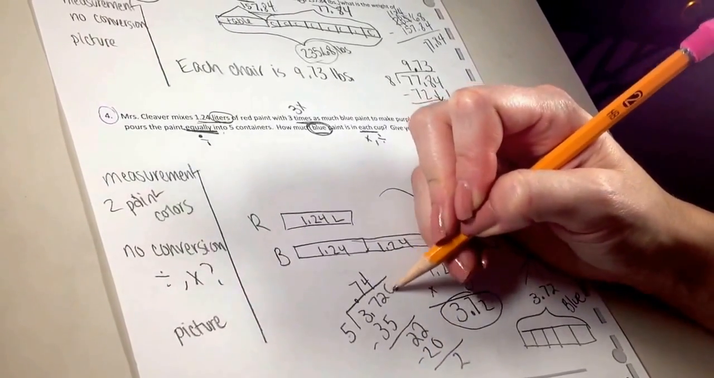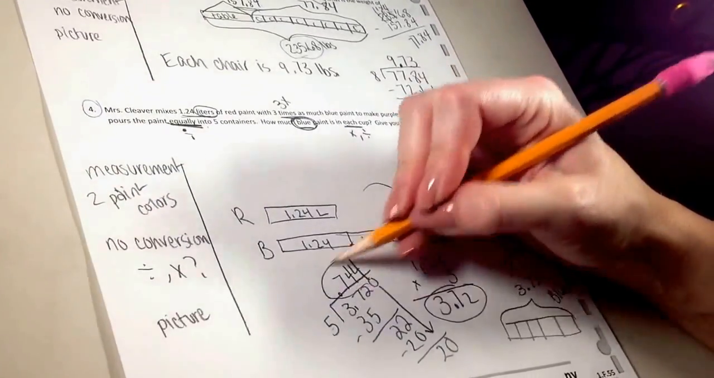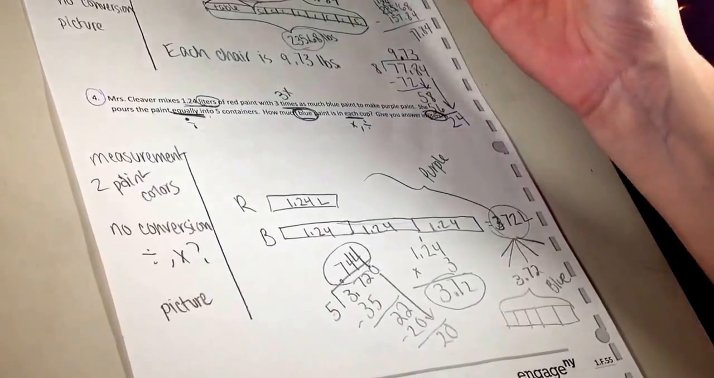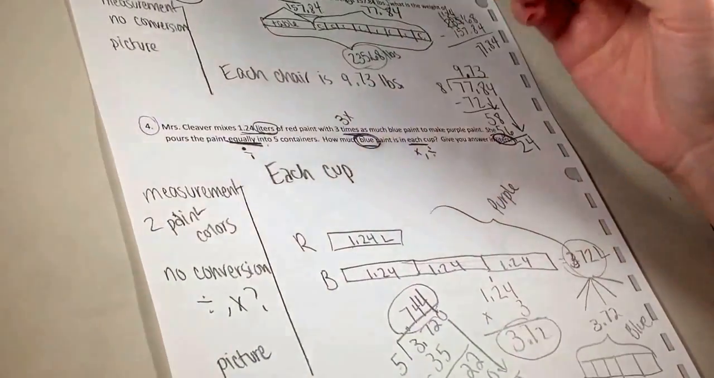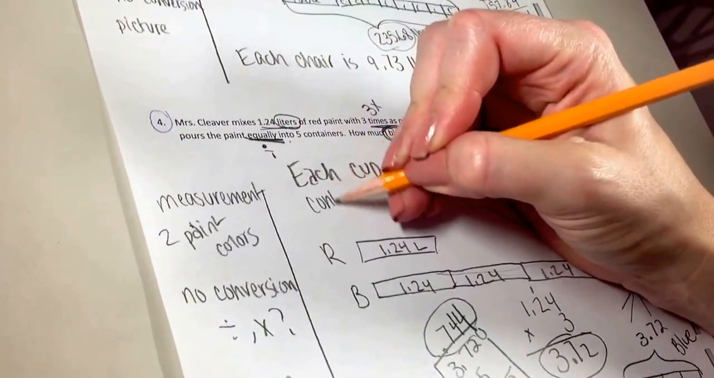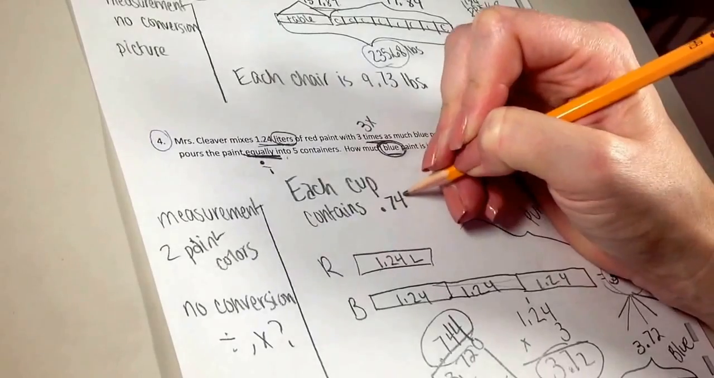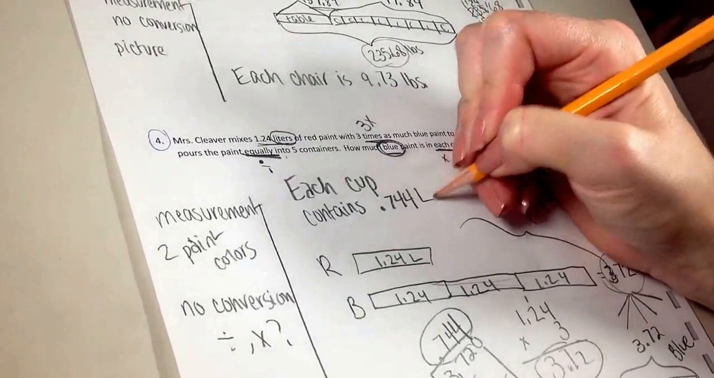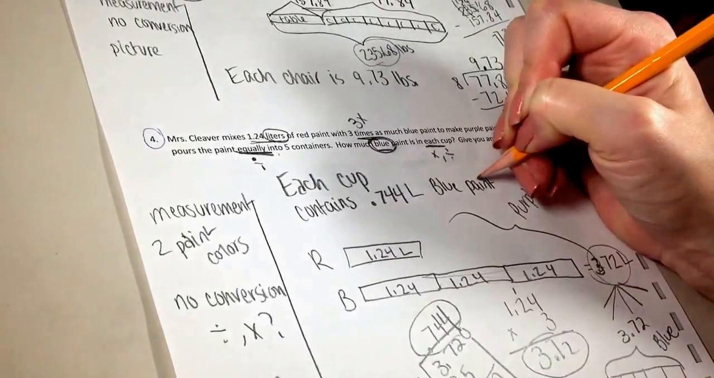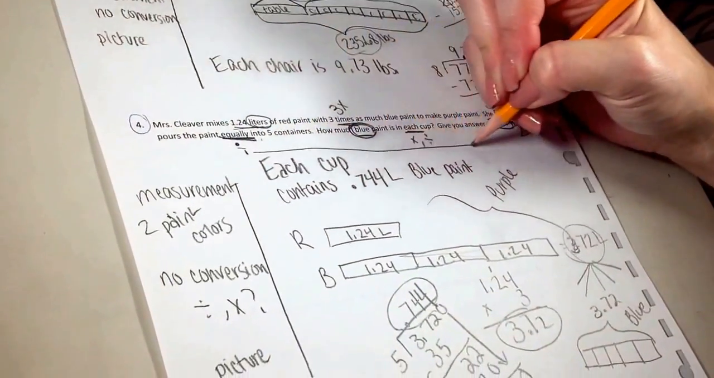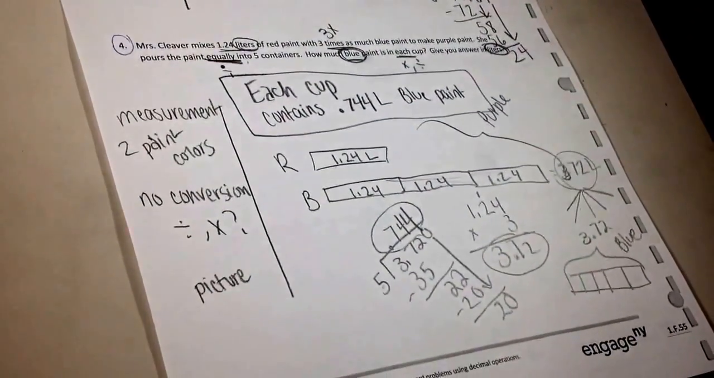Okay, and I'm not going to use the remainder because I know there's a 0 there. So there, my answer is 0.744. So each cup contains 0.744 liters blue paint. And because it's getting kind of noisy here on my paper, I'm just going to bracket that out, draw a box around it so you can see it. And hopefully that helped you with the last 2.